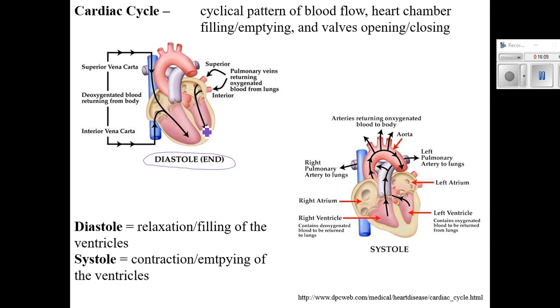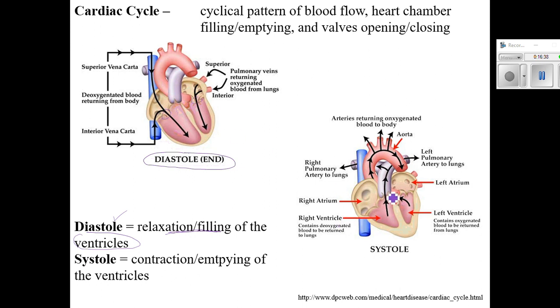What is going on? Well, we can see that blood is coming into both atria at the same time, and immediately it's flowing through the open atrioventricular valves and into the ventricles. So what we have is the heart filling, and in particular, we have the ventricles that are relaxed and they are filling with blood. That is what is going on during diastole. Notice that the semilunar valves, they are closed.